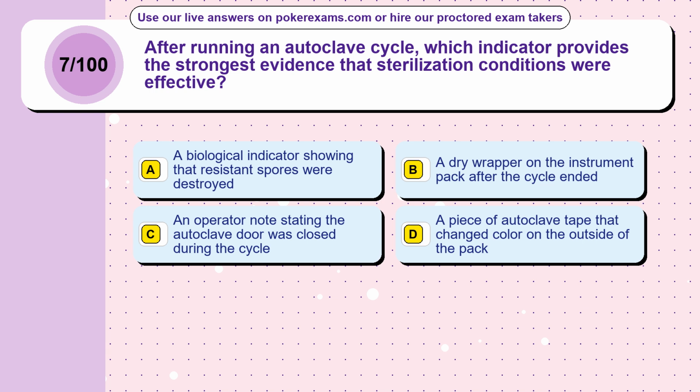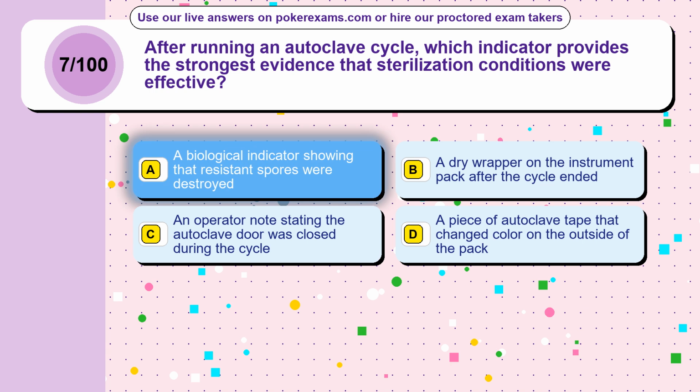Option C. An operator note stating the autoclave door was closed during the cycle. Option D. A piece of autoclave tape that changed color on the outside of the pack. The correct answer is option A. A biological indicator showing that resistant spores were destroyed.